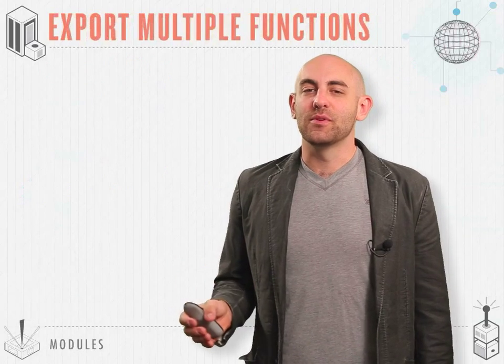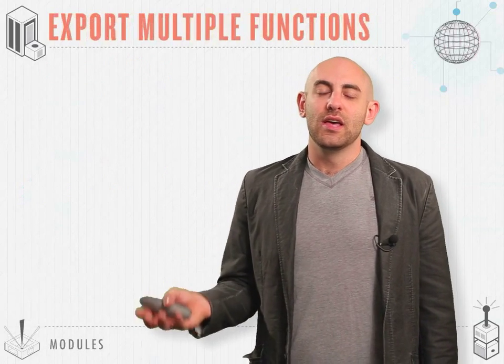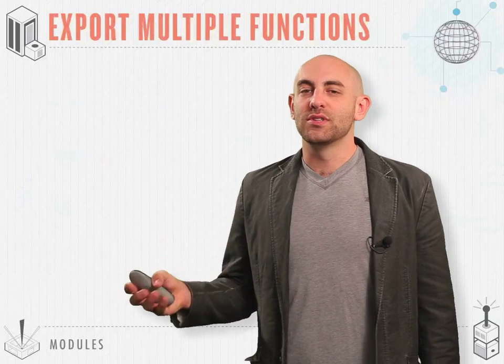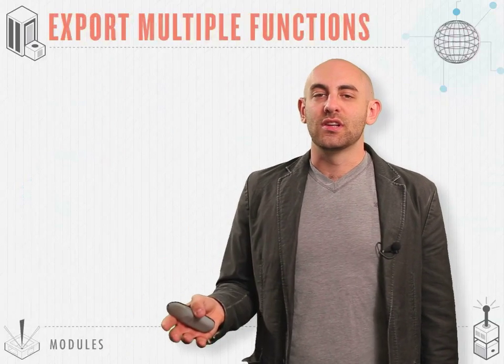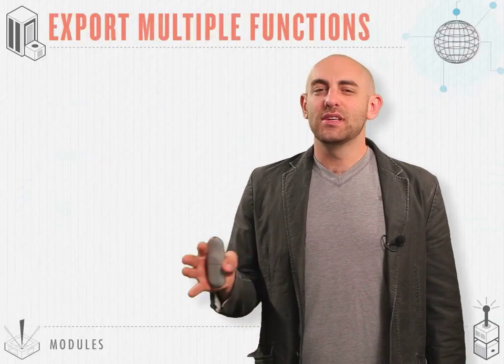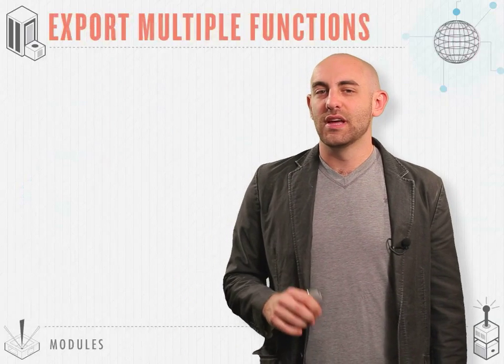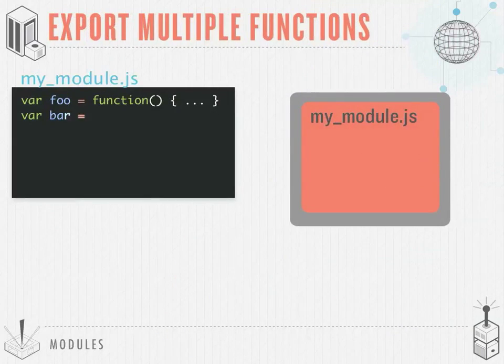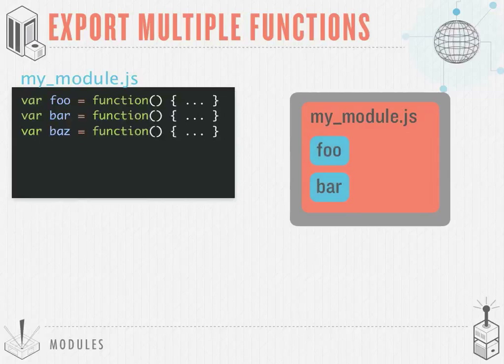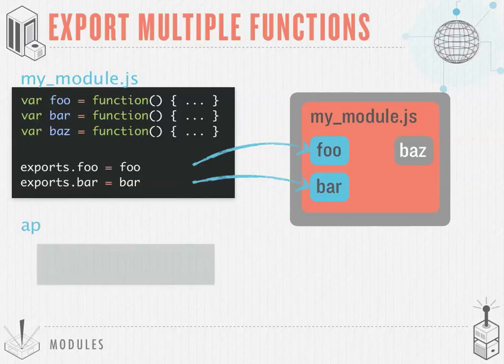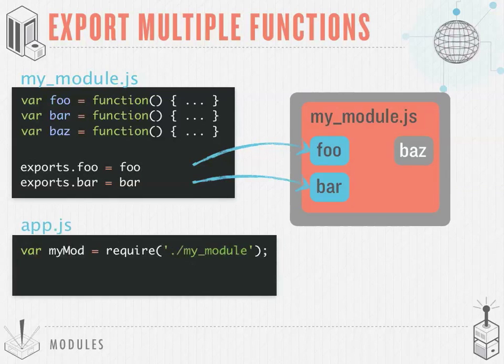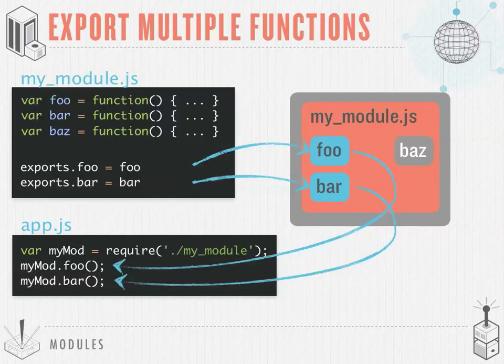In our previous examples, we've only exported one function, either by assigning the function to exports directly or assigning that function on the exports object. But let's say we want to export multiple functions. How do we do that? We can do that by assigning multiple functions in our mymodule.js file to the exports object like we see here. Now our module exports 2 functions, foo and bar, and it keeps the baz function private, which means that our app.js won't be able to use it. But if you tried to call baz, it wouldn't work.